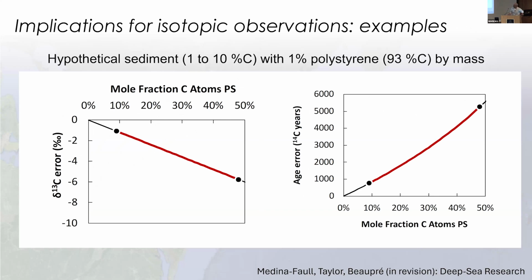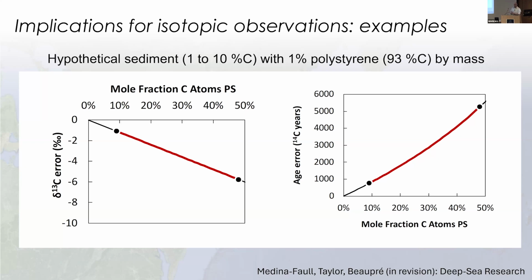Thank you, Rachel. Okay. So what I've shown here is the error we would expect from conservation of mass in the delta 13C, the stable isotopic signature of the samples I showed you before, over the range that you would expect with just 1% polystyrene by mass. And you can see that with 1% polystyrene by mass, the mole fraction can range from close to 10 to close to 50% of the carbon atoms, and it can decrease the delta 13C by anywhere from 1 to 6 per mil, which is pretty dramatic and might make you think that the carbon you're looking at didn't come from the place you thought it was coming from.